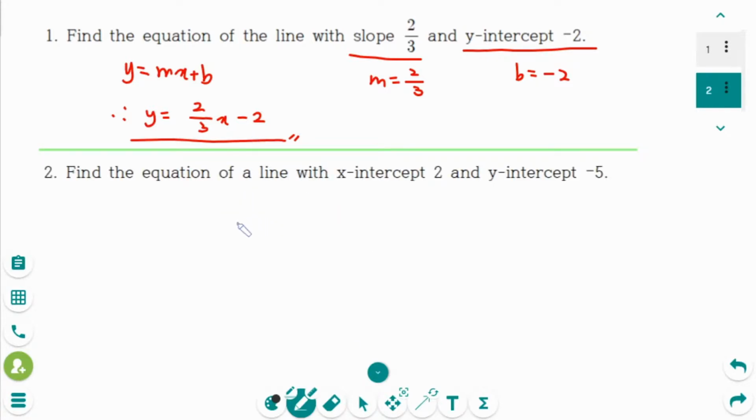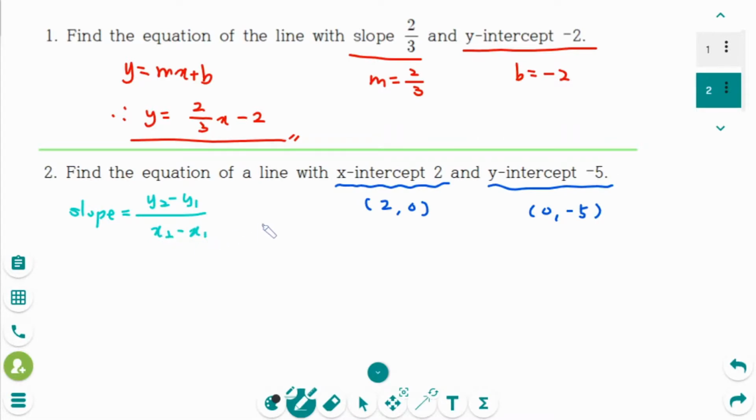This is the next question. We have 2 points. X-intercept 2 means (2, 0), and y-intercept minus 5 means (0, minus 5). The slope equals y2 minus y1 over x2 minus x1. So this point is x1, y1. This one is x2, y2. So slope is minus 5 minus 0 over 0 minus 2. So minus 5 over minus 2, which is 5 over 2.